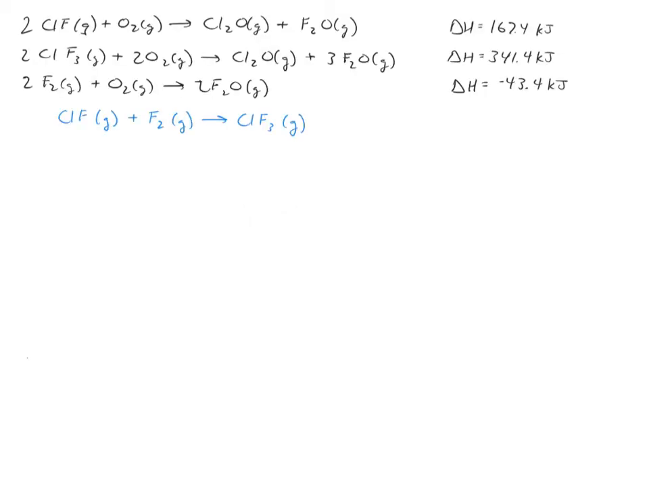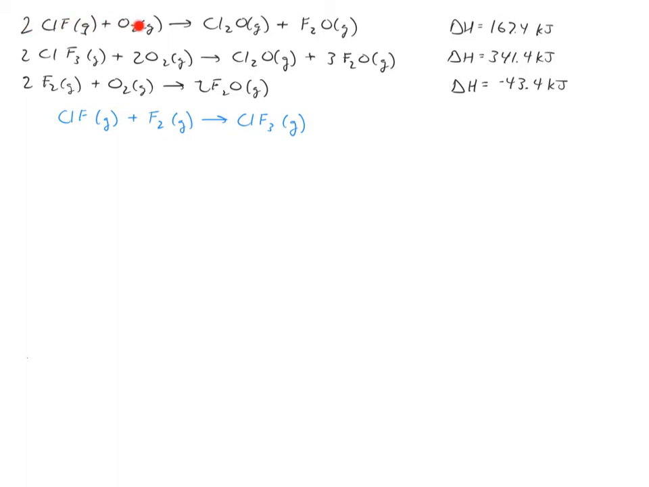In this video, we're going to be using Hess's law to solve for unknown changes in enthalpy for reactions given other reactions whose enthalpy changes we do know. For our first example, we're trying to determine this reaction down here, ClF gas plus F2 gas makes ClF3 gas. So this has an unknown delta H.